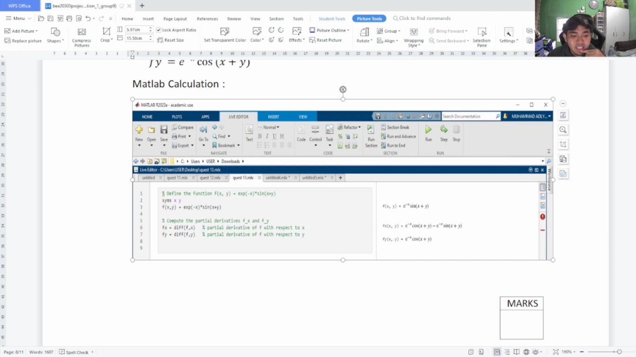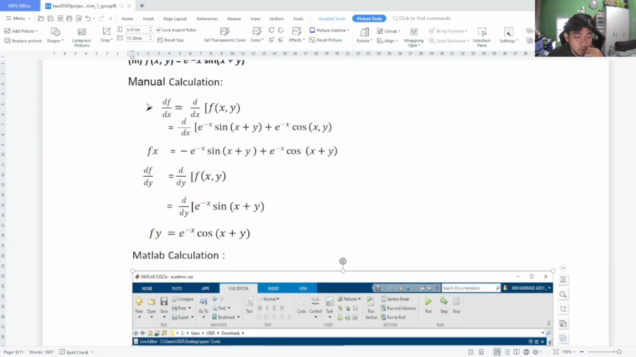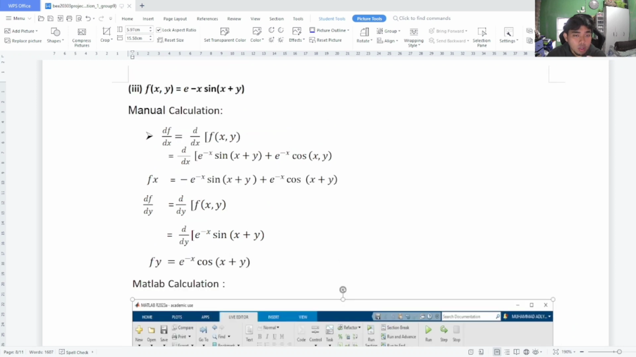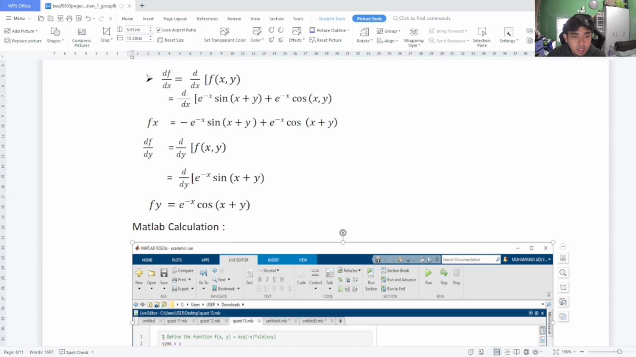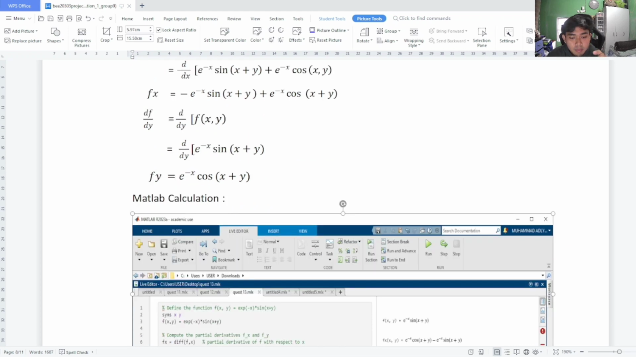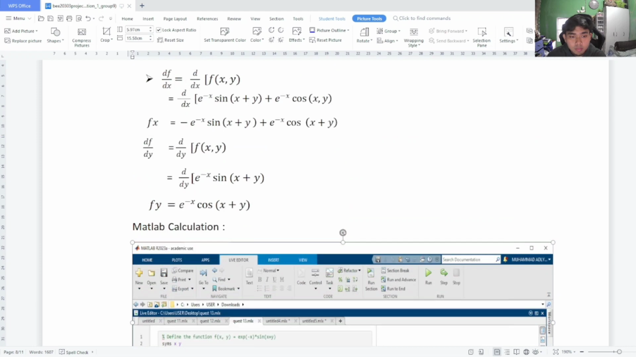In this case, the function is f(x,y) equals exponent negative x times sin(x plus y), and its partial derivatives with respect to x and y are computed. And this is the manual calculation for this question. The result of the manual calculation is the same as the MATLAB calculation.